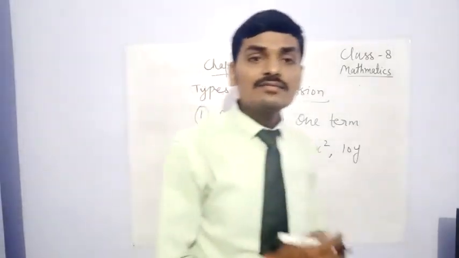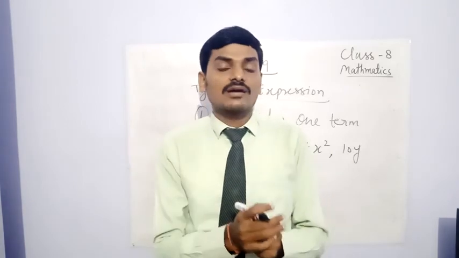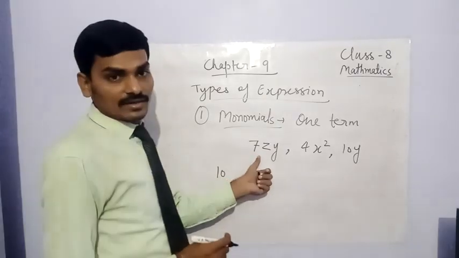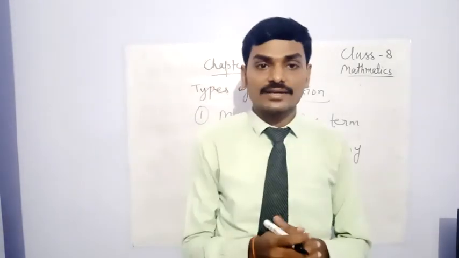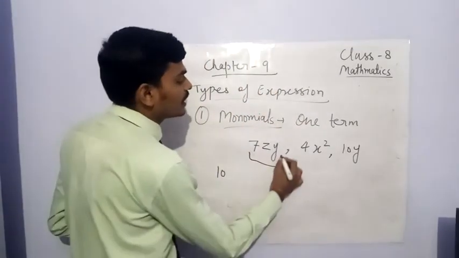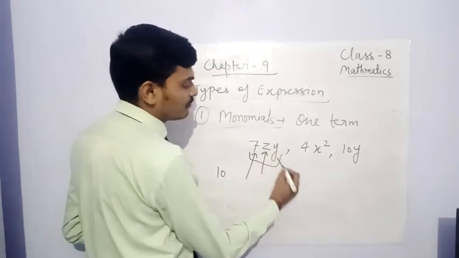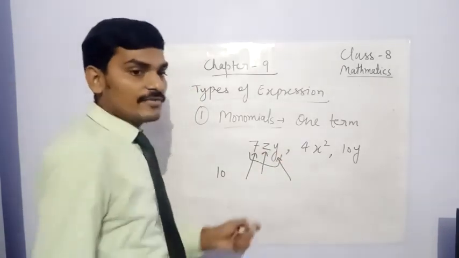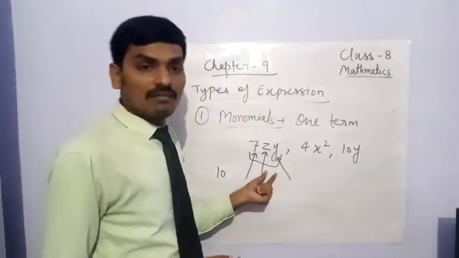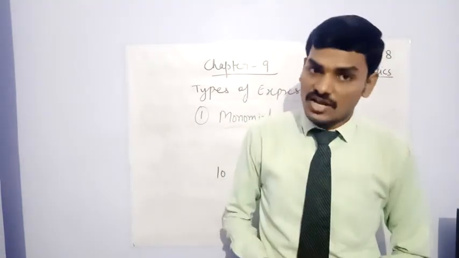And do you know what a term is? Factors combine to form the term. That is, these are the factors; if we multiply the factors, then this is known as the term. In 7zy, 7 is a factor, z is also a factor, and y is also a factor. If we multiply the factors, we obtain the term, and if we combine the terms, we obtain the expression.